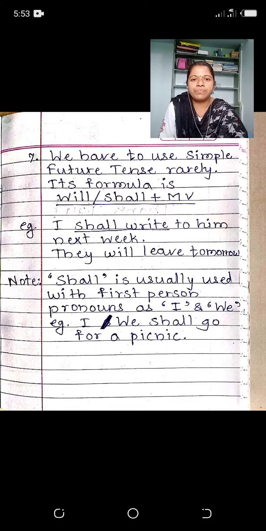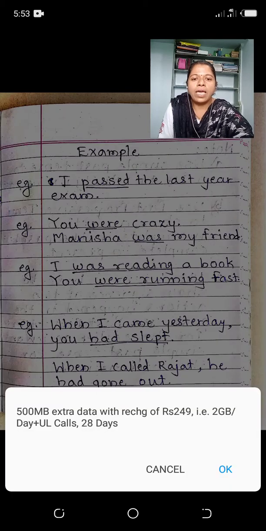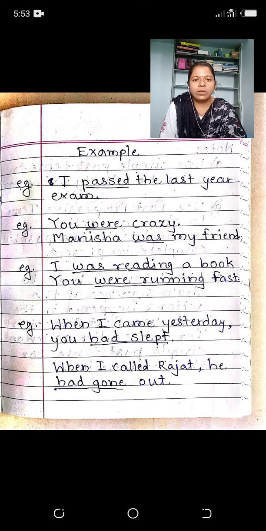See for example, when I called Rajat, he had gone out. Now calling and going out, in between these two past actions, going out must be an earlier past action, so we have to use had gone, means past perfect tense with go. When I called Rajat, simple past tense, he had gone out, past perfect tense. Okay.